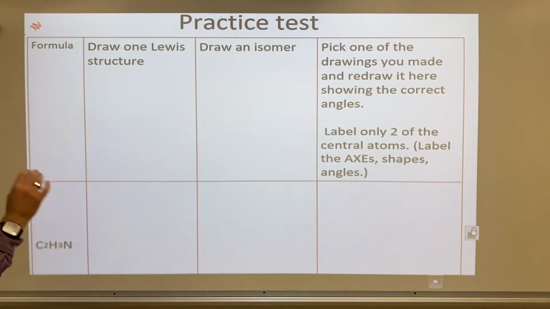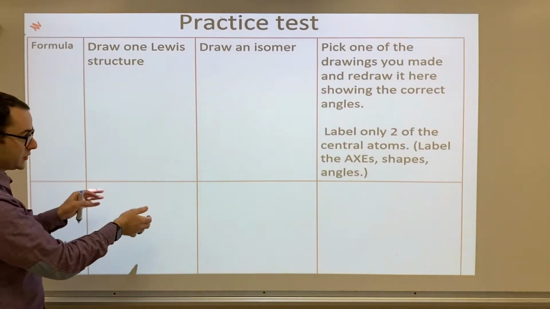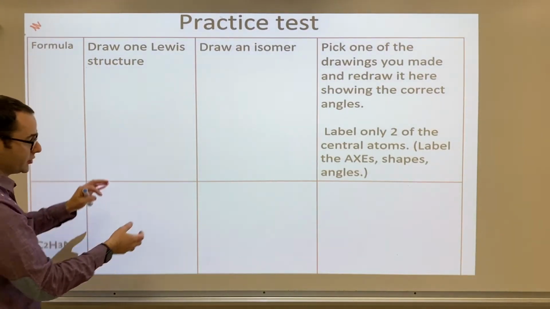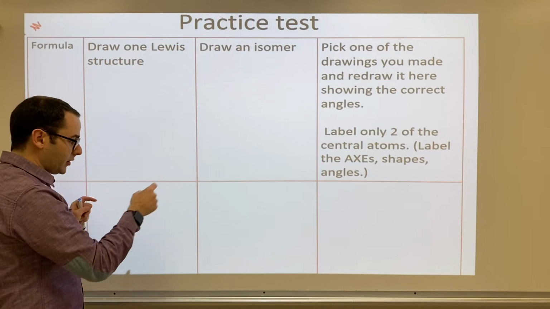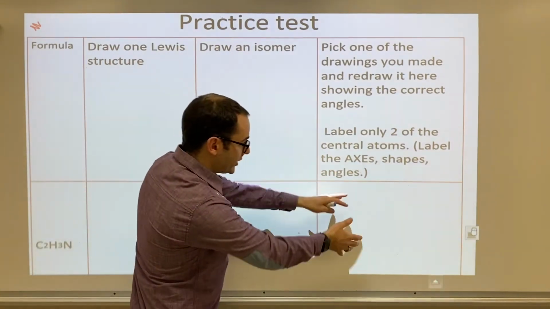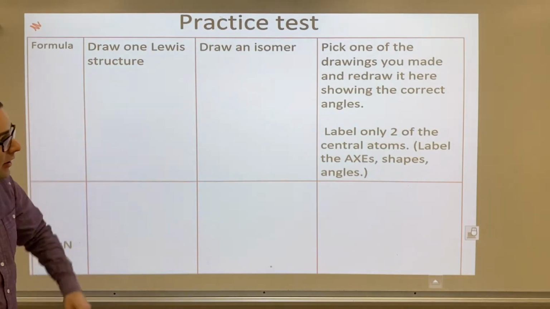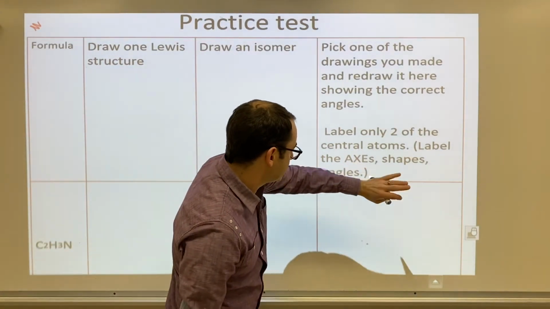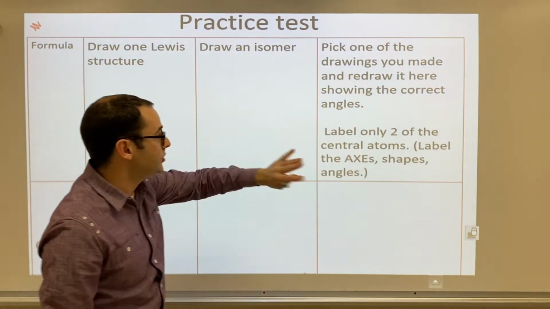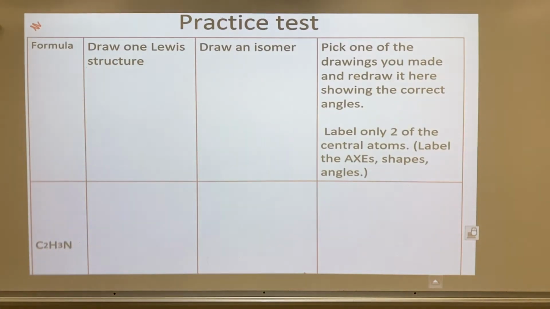All right, so in the practice test, one of the problems has you specifically working with isomers here. So you can draw at least 2 different versions of this, and that's what the space is in here for you to draw them. And then you're gonna pick one of your 2, redraw like a final version of it, and label everything that you can on there as far as the AXEs, the shapes, and the angles. You don't have to do polarity or hybridization for that, all right?